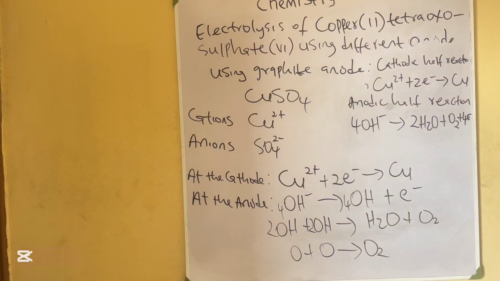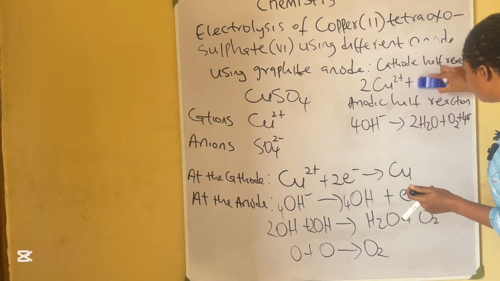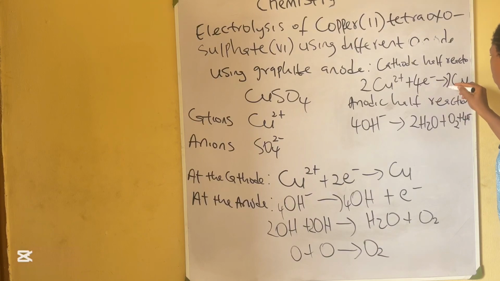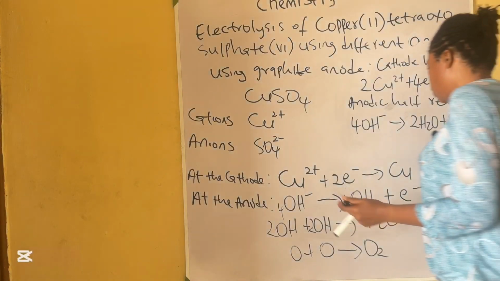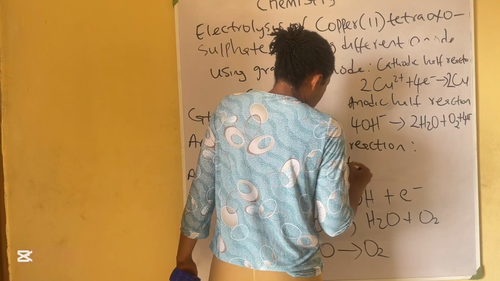So to get to the overall reaction, your electron loss and electron gain must be the same. The electrons in the cathodic half reaction must be the same as in the anodic half reaction. How do I make the electrons the same? Simple, by multiplying this by 2. So I'll be having 2 moles of this, 4 electrons, and 2 moles of metallic copper. I will now combine the 2 equations to get the overall reaction. Remember, we don't have to add the electrons; they cancel out.